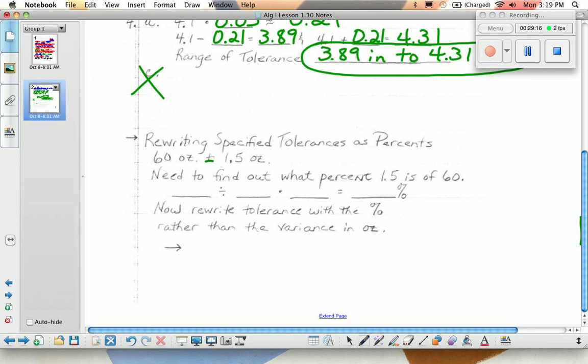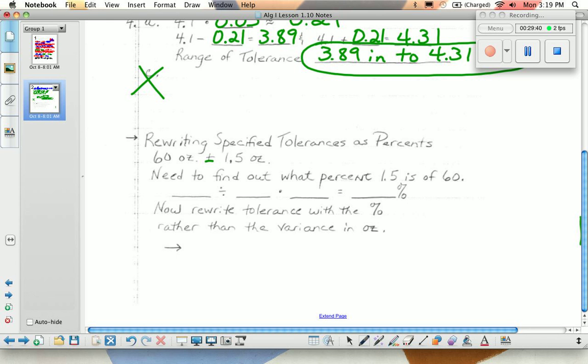40. Do you really think that 1.5 is 40% of 60? No. That doesn't seem very reasonable. Then you multiply by 100, and that's 4,000. So you guys are going the opposite direction.